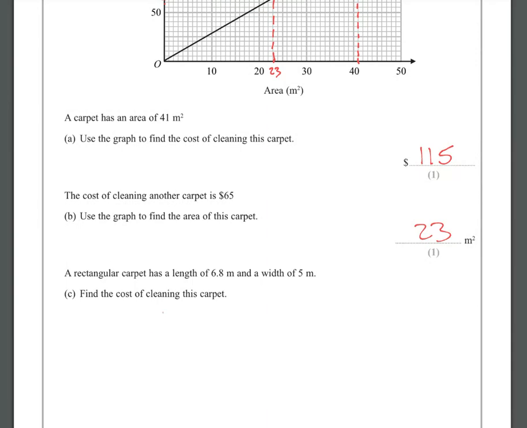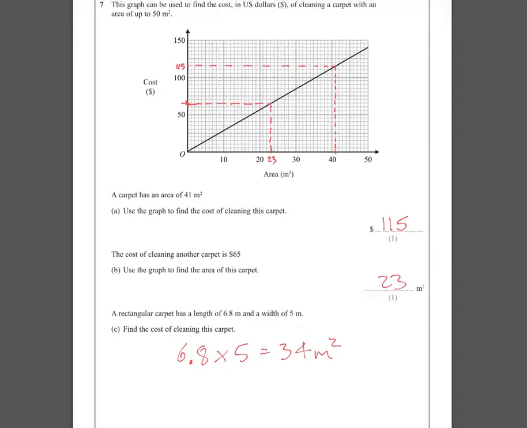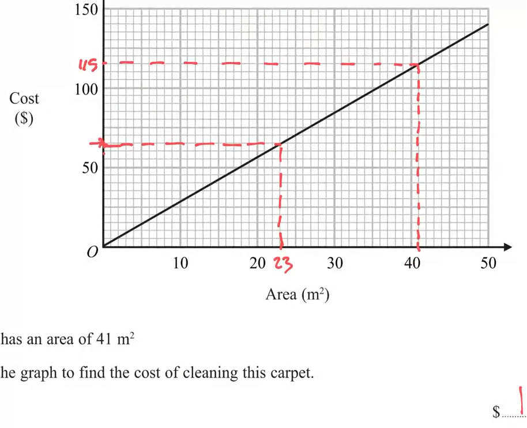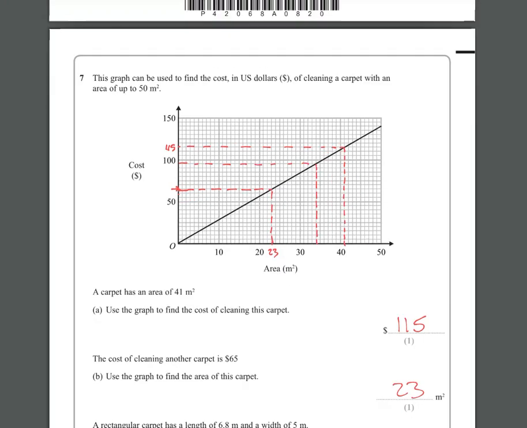Find the cost of cleaning the carpet. So first of all, we've got to find the area, so times 6.8 by 5. So that's 34 metres squared, and then I'm going to find 34 metres squared on here. So 34, and then I go across, and leave these lines, don't rub these lines out, they're all part of the working, and that's 5 below, so that's 95.